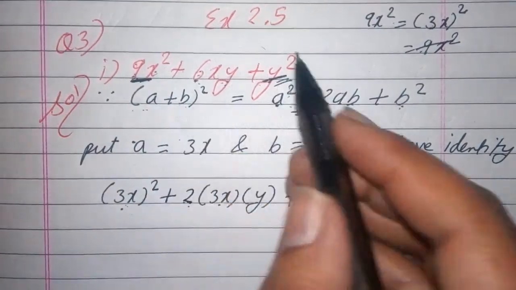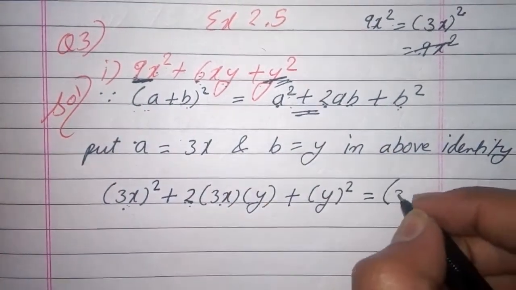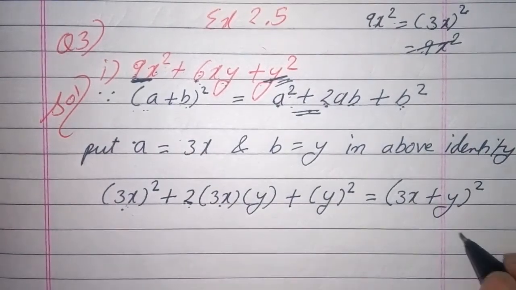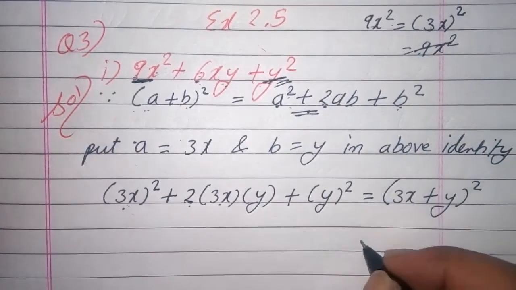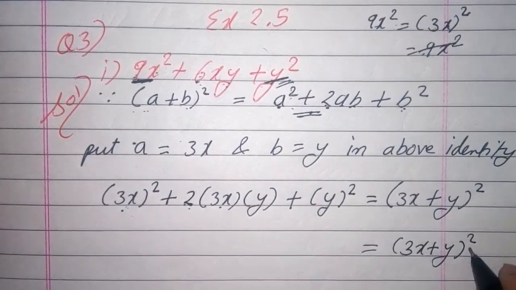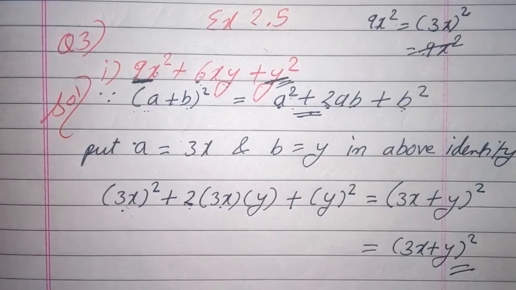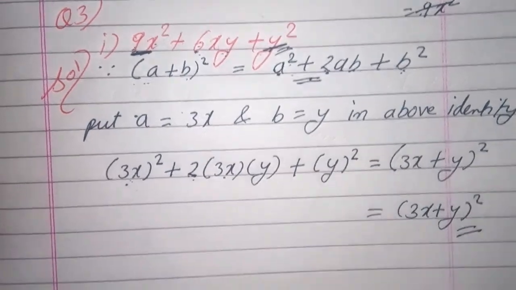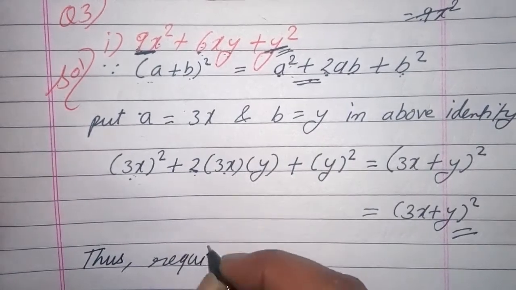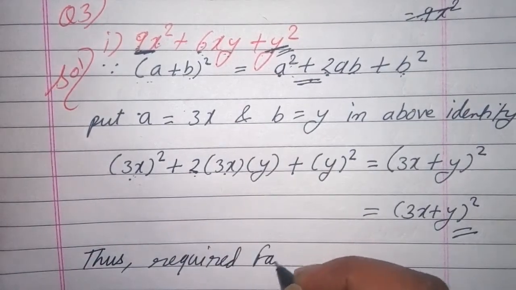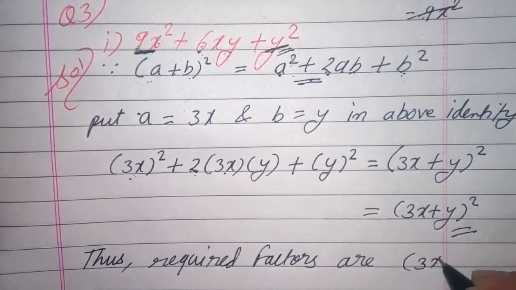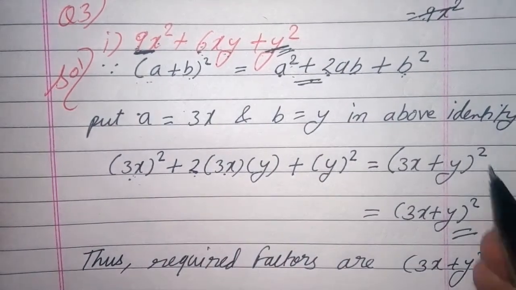So (a plus b) whole square. a is 3x and b is y, so the whole square of (3x plus y). This is the factor. This (3x plus y) whole square is the factor of the given polynomial. Thus the required factors are (3x plus y) whole square.